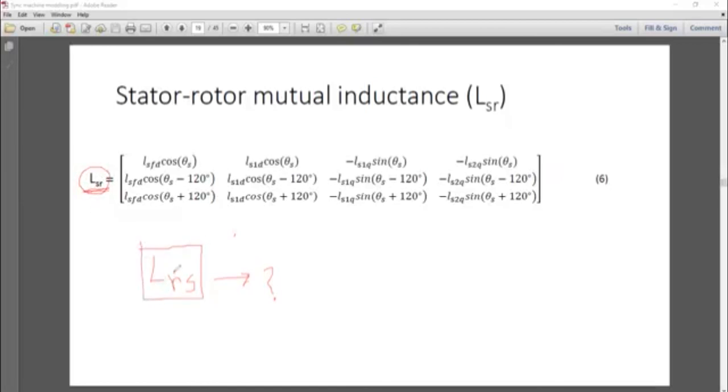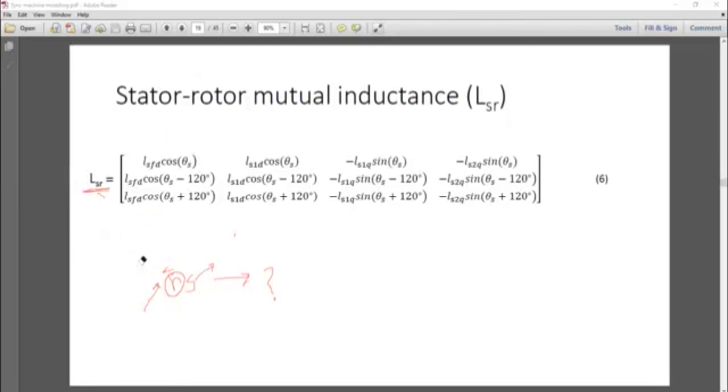In this case, you are standing on the rotor, looking into the stator circuits, and trying to calculate the mutual inductance. Should they be the same? Yes, sir. They should be the same. So once you are done with the big matrix LSR, that is stator to rotor, you are also done with rotor to stator.